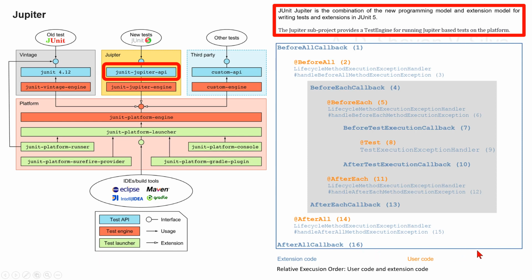In the simplest case, only the actual test method will be executed, step 8. All other steps are optional, depending on the presence of user code or extension support for corresponding lifecycle callbacks. For further details on the various lifecycle callbacks, please consult the respective Javadoc for each annotation and extension.